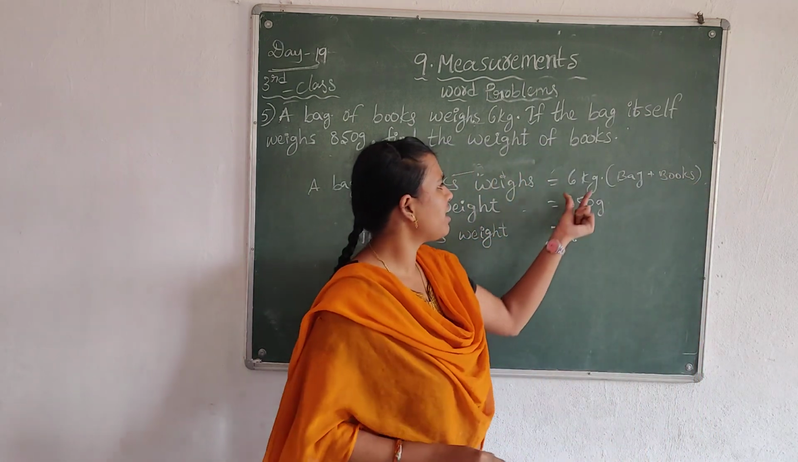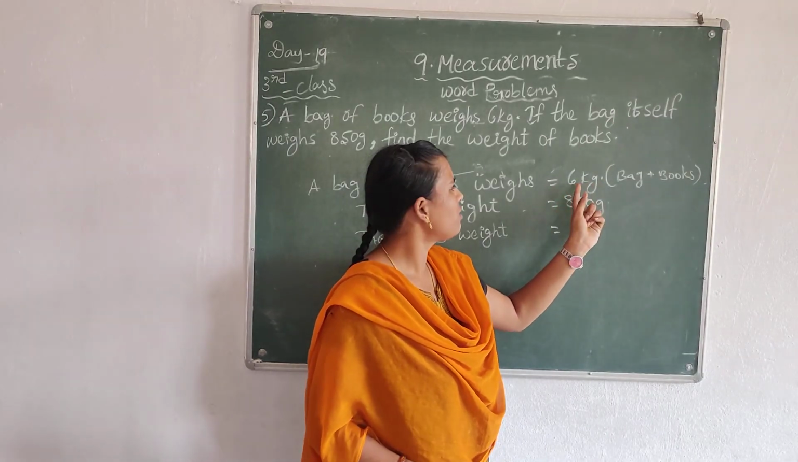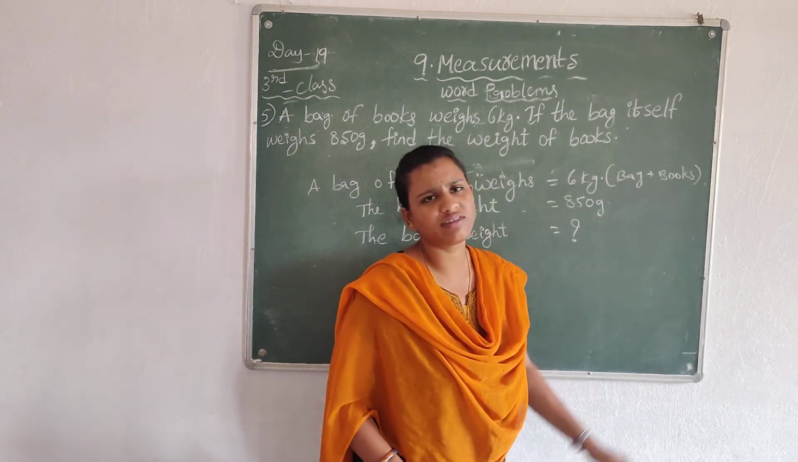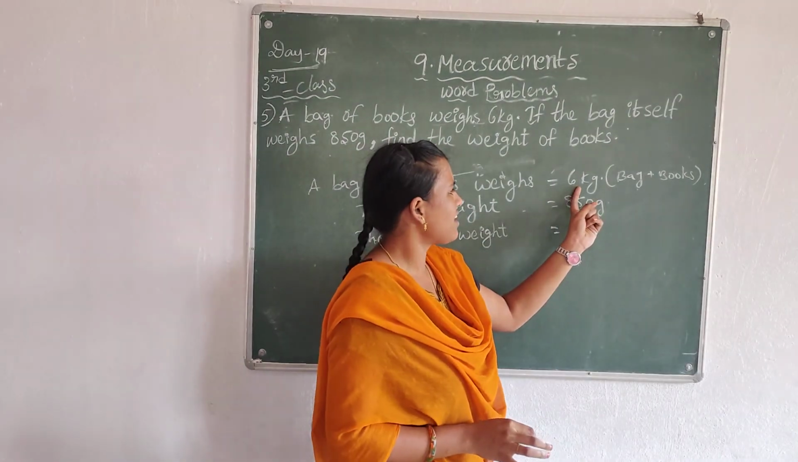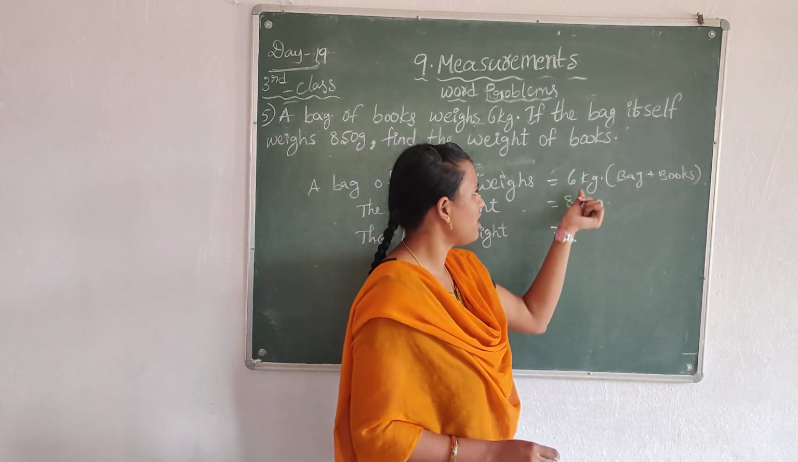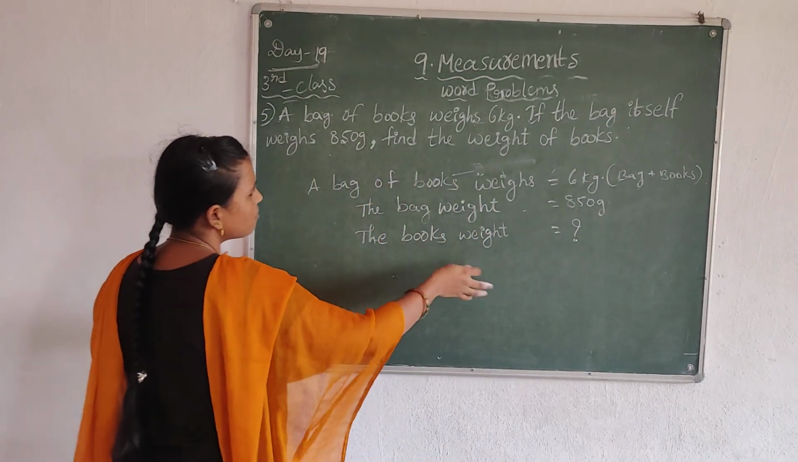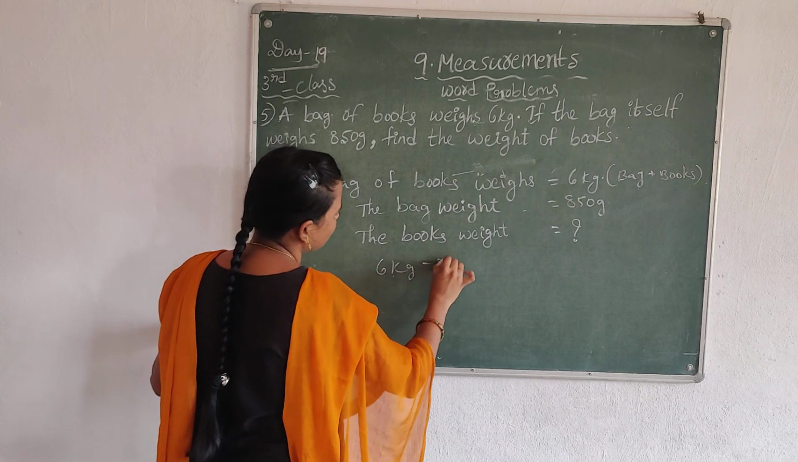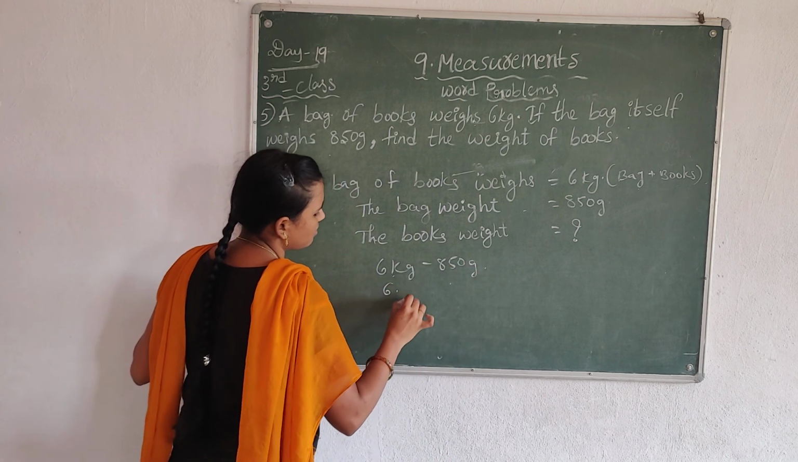Now here the two are mixed in this kgs. So if you subtract the bag's weight from this amount, this kgs minus this grams, you will get the books' weight. Okay, subtract this weight and this weight. Total weight of the book and bag. Let's see, 6 kgs minus 850 grams. Here we don't have grams.